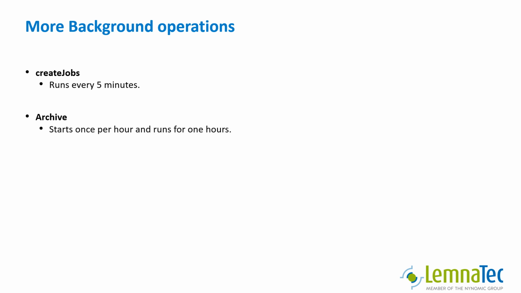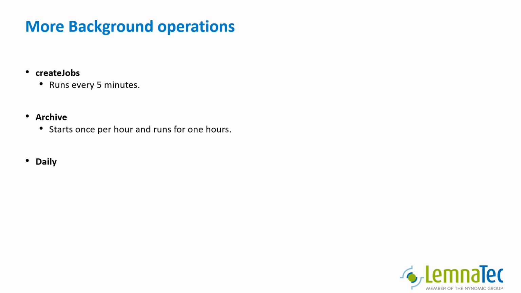The other background tasks are create jobs, which will create analysis jobs based on the rules defined in the automated analysis section of Lemna experiment. It runs every 5 minutes. Archive improves the speed of creating archives of experiments if you have a dedicated database server. It restarts every hour and waits for the next hour for experiments that shall be archived.